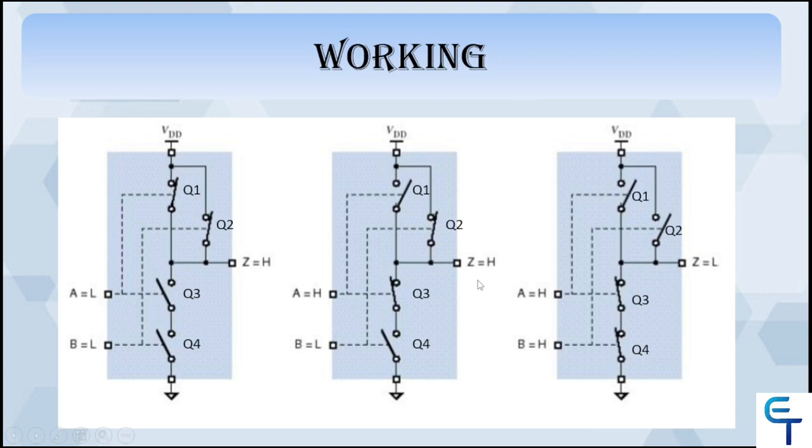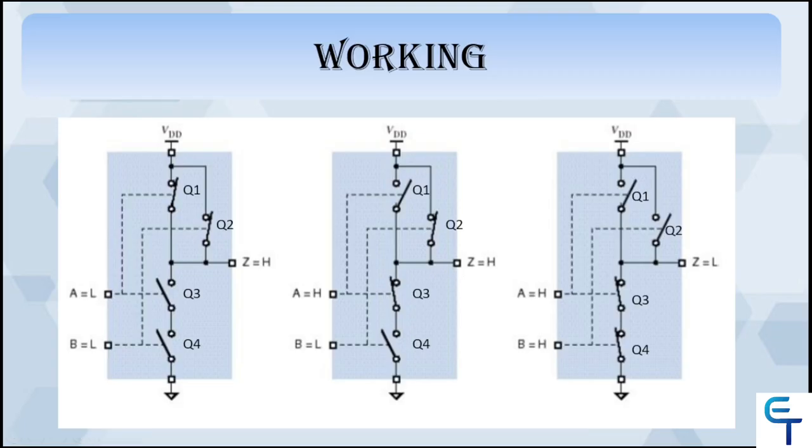The same thing will happen for the other case when A is low and B is high. In that case, Q1 will be on, Q2 will be off, Q3 will be off, Q4 will be on. So, in that case, your path will be from VDD, Q1 and output. As here Q3 will be off, there won't be any path between ground and the output. So in that case also your output will be high.